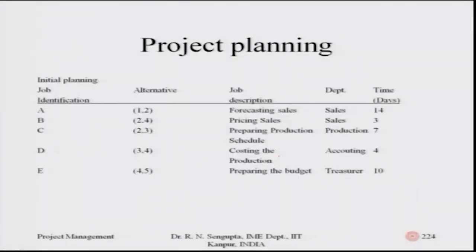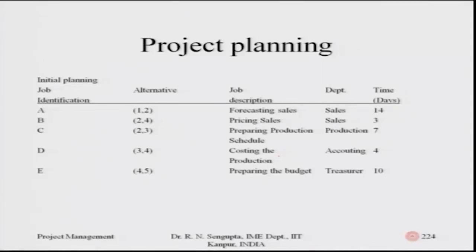So, consider this sequence of activities, based on which I will try to give you an example and feel how the network can be structured. Consider the first, second, third, fourth, fifth columns. The first column has the heading of initial planning, job and identification, which are marked as A, B, C, D, E. The alternative way of denoting these jobs can be not A, B, C, D, but the start and the end number, like 1, 2 for A, or 3, 4 for D. How the numbering had been done, once we see the diagram, we will understand.